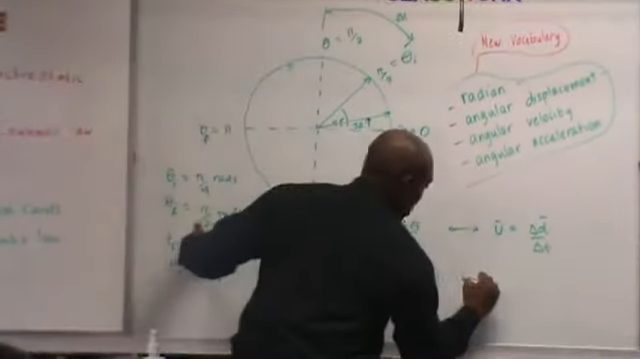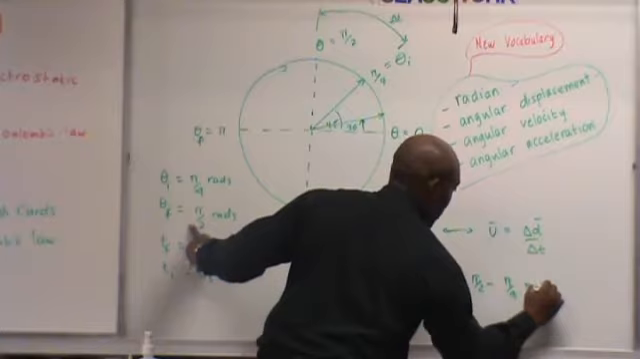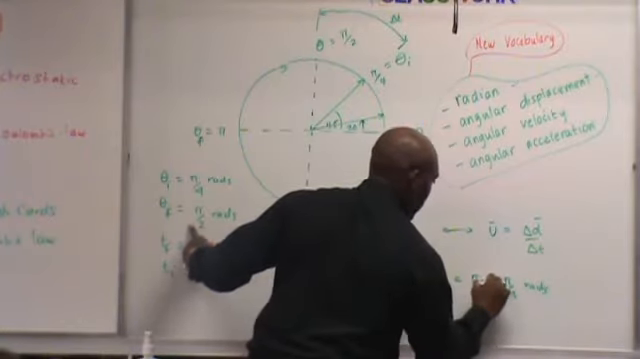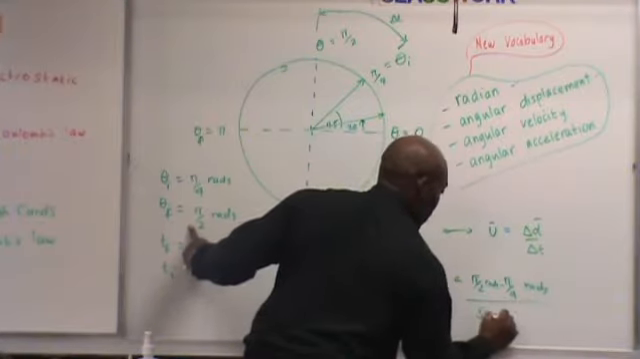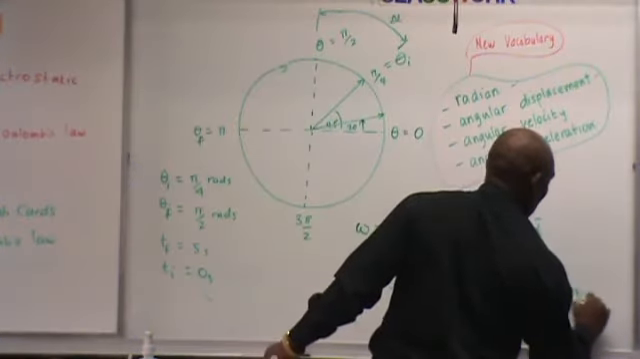This would be pi over 2 minus pi over 4 rads. It's rads. Divided by 5 minus 0. That would be pi over 4 rads.